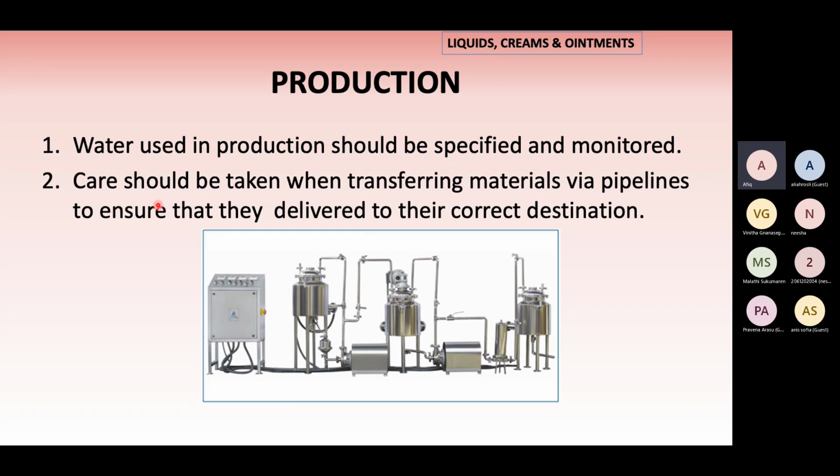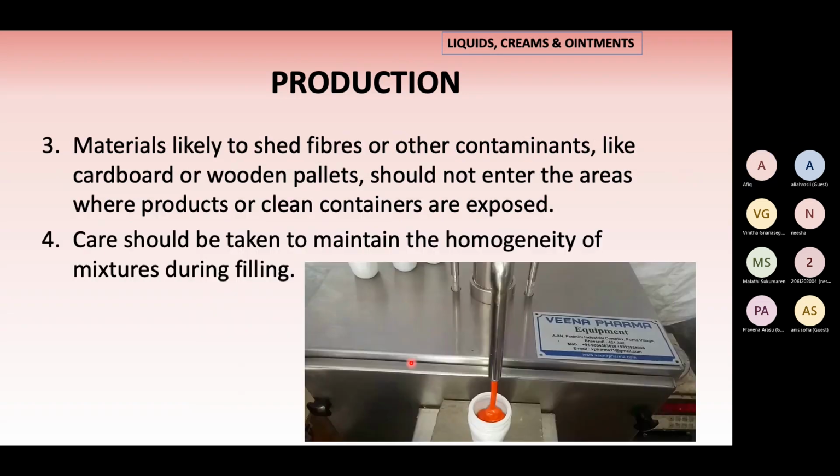And then you should take extra care when transferring materials via the pipelines to ensure that they are delivered to their correct destination. So for all of the pipelines that you see in the image here, you have to make sure that they are connected as you intended, so that they flow correctly. And during production, materials likely to shed fibers or other contaminants, like cardboard or wooden pallets, should not enter the areas where products or clean containers are exposed.